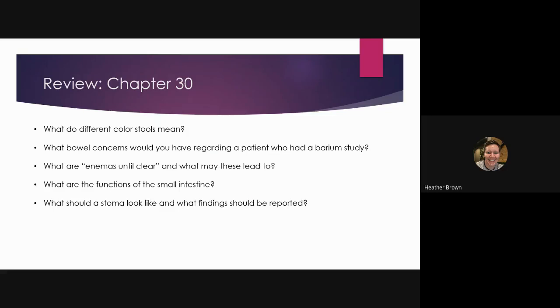Constipation. A patient that has a barium study is more prone to constipation. So as a nurse, what should we be prepared to do for these patients? We know that they're going to be constipated. What are some things that we're going to want to encourage for this patient that had a barium study?